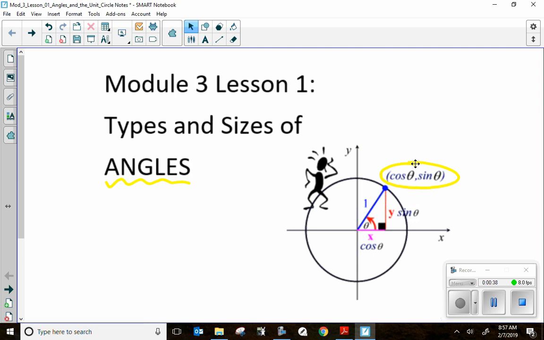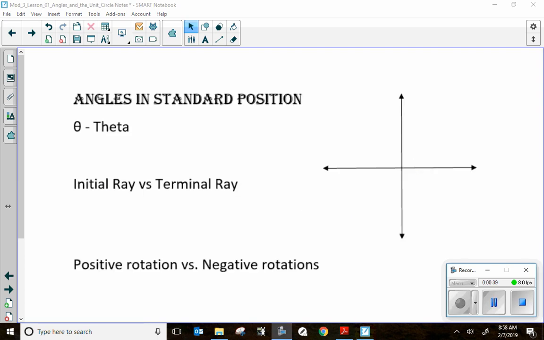let's take a look at this, okay? Let's just dive right in. All right, angles in standard position, okay?